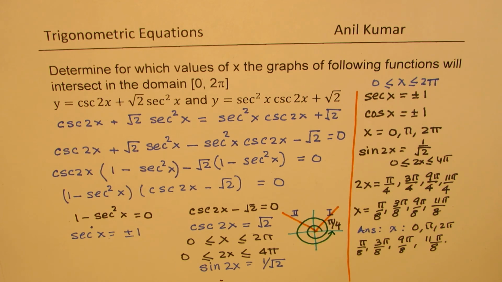So I hope the concept is absolutely clear. Take care of the domain. For 2x, we should take 2 circles, right? And that will give you 2 extra points here. So that is important to understand. I hope it is absolutely clear.